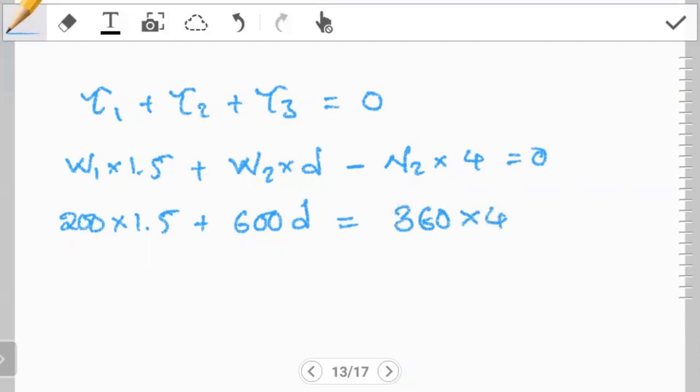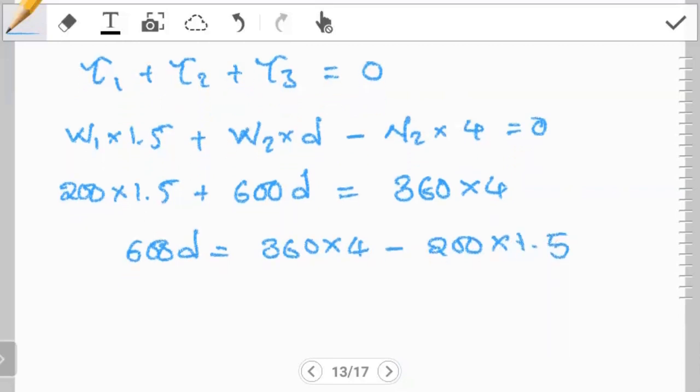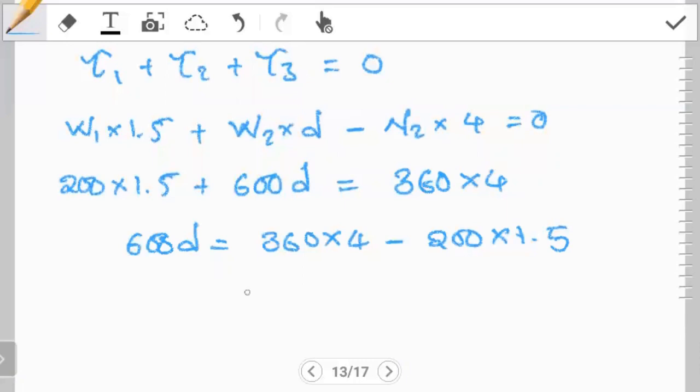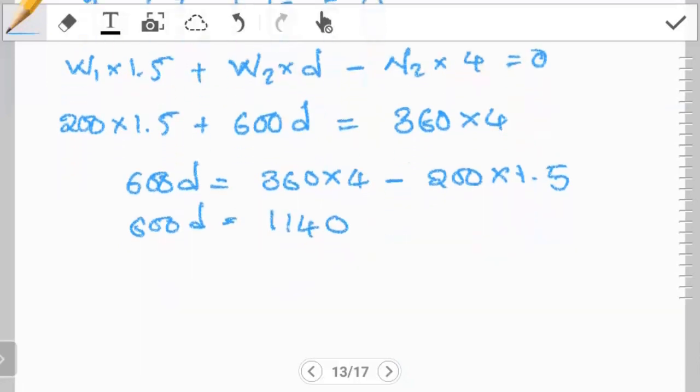So from here, I can move this to the other side as well. I remain with 600D is equal to 360 by 4 minus 200 by 1.5. From here, I can simplify the right-hand side. I remain with 600D is equal to 1140. Divide both sides by 600. You get D is equal to 1.9 meters.